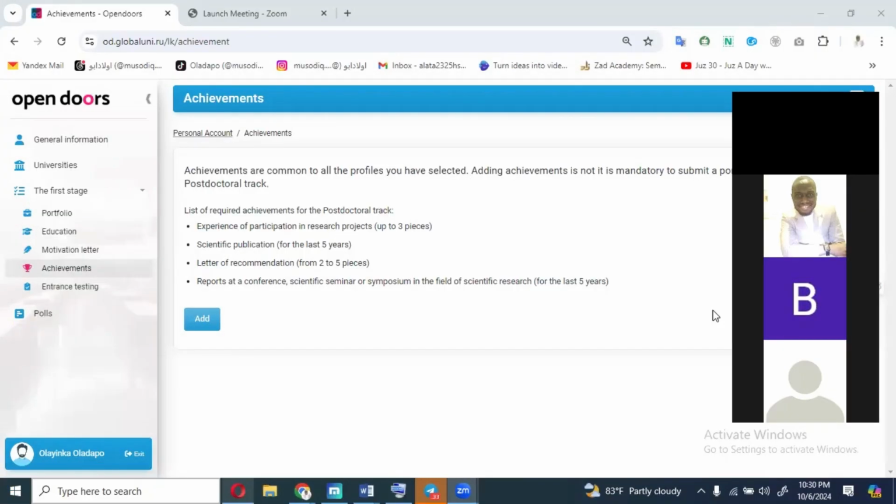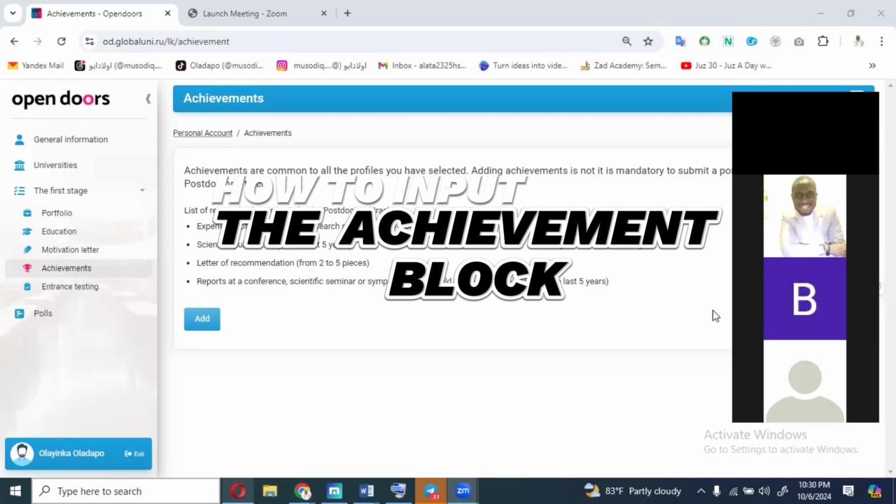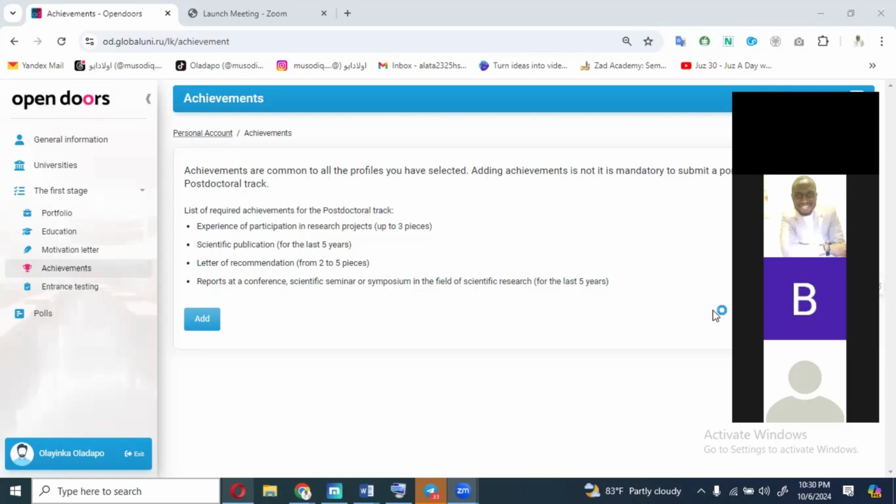Today we are going to basically treat the achievement section. This section is the most important section that will determine how successful the application is going to be at the end of the day. There is nothing really big about the section, but it requires meticulous uploading of documents and trying as much as possible to fill in every resourceful document that you think can support your education.